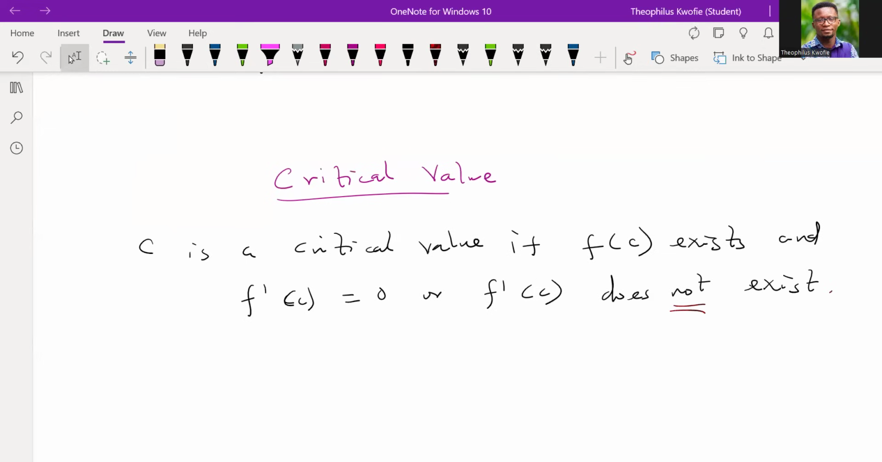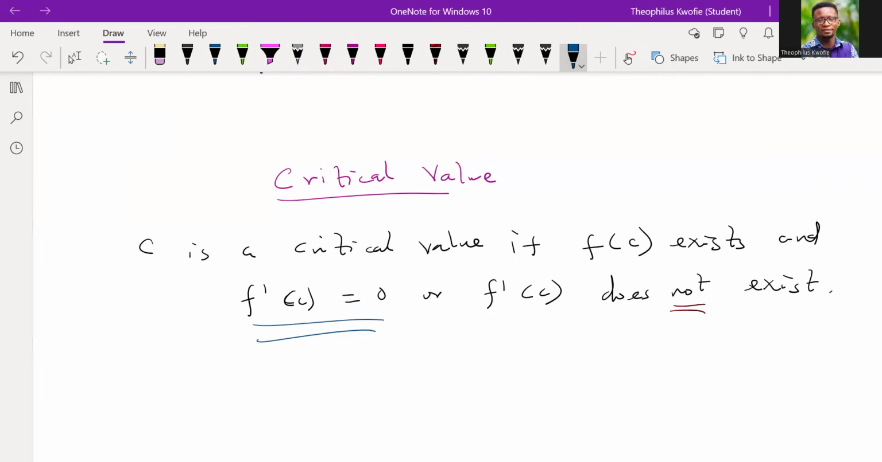Remember I mentioned that the tangent line evaluated at the critical point should be horizontal. That's why this is 0, because this is horizontal, right? Or the first derivative being evaluated at the critical point does not exist. So these two definitions are very, very important.